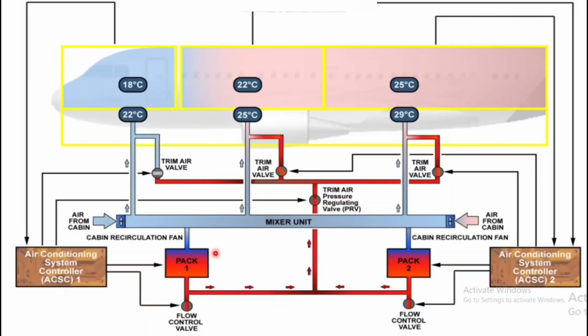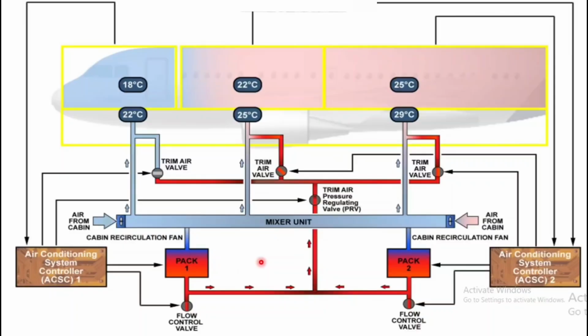So after the pack it will go to the mixer unit, then it will go to the cabin area. Again we'll go into detail. There is an emergency RAM air inlet that can provide ambient air to the mixer unit during an emergency situation. And the temperature in the flight deck and cabin can be selected from the cockpit air conditioning panel. This will also come in the next slide.